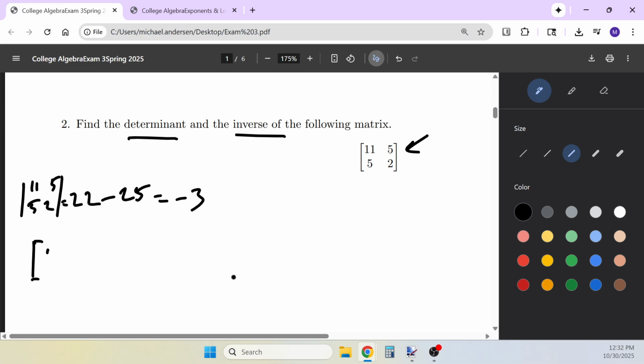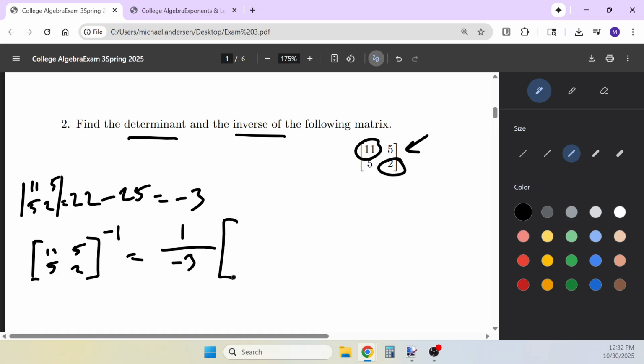For the inverse of this matrix, we have a formula for that. 1 over the determinant, which we found was negative 3, times the matrix where we swap the top left and bottom right entries. We multiply the top right and bottom left entries by negative 1. Formula.